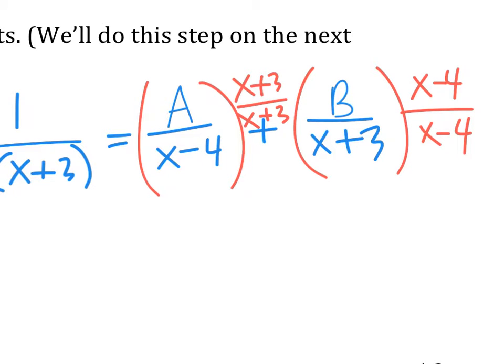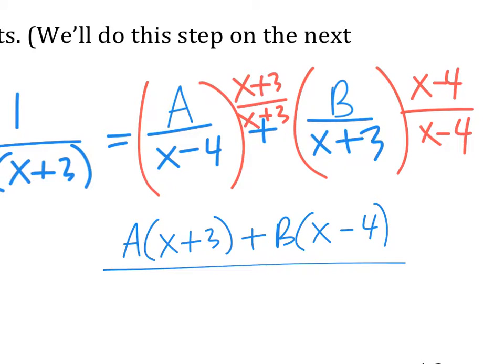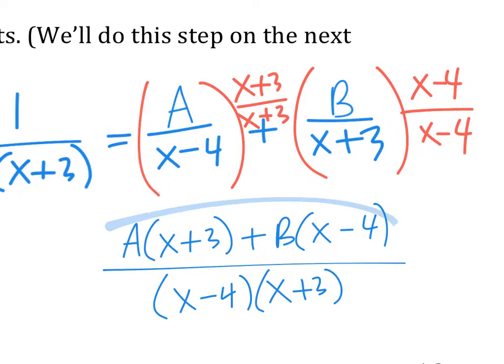Okay, so let me just help you. A times x plus 3 plus b times x minus 4. The denominator is common, so it's x minus 4, x plus 3. Okay, so you need to simplify this part, so you're going to distribute, and then I'll tell you what to do next. So just go ahead and distribute it, and then I'm going to help you.